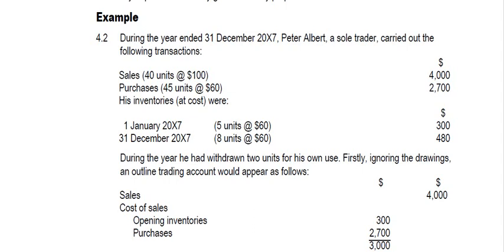At the beginning of the year, Peter had 5 units of opening inventory at 60. At the end of the year, December X7, he had closing inventory of 8 units at a cost of 60 as well. During the year, he had withdrawn 2 units for his own use. Firstly, ignoring the drawings, we'll look at the outline trading account, the way it would appear.